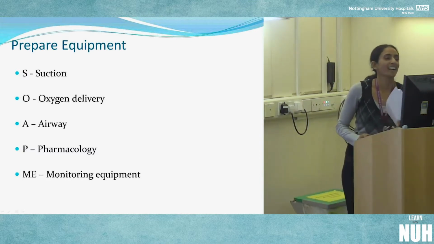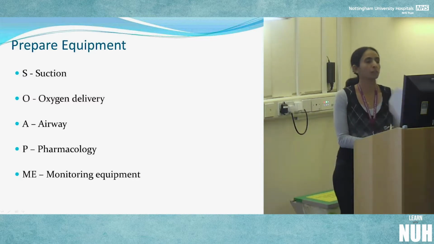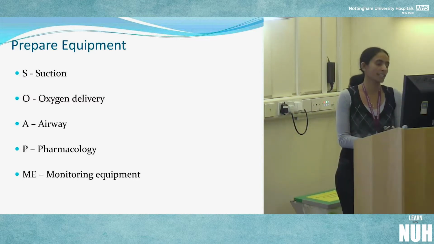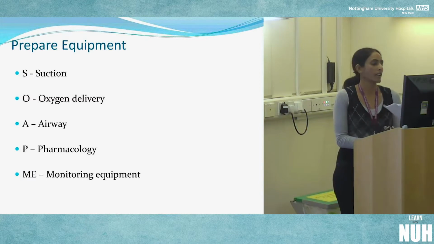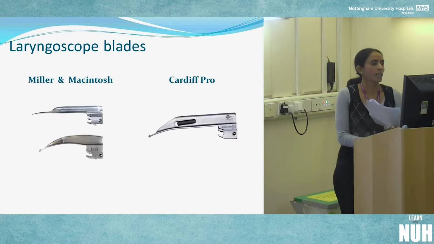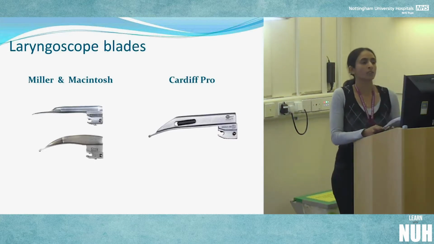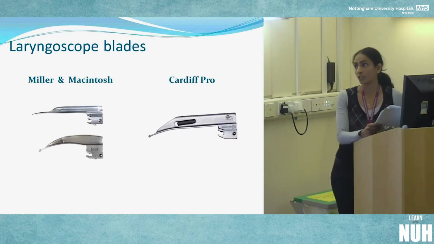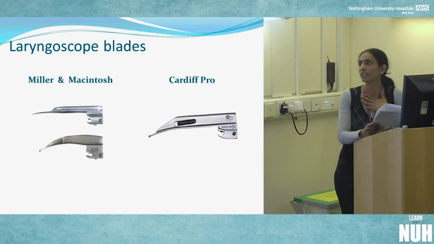Drugs. So apart from the drugs that we talked about earlier, the usual anesthetic drugs like induction agents, relaxants, and the rest, and monitoring. So you often get asked which blade to use. The blades that we have here regularly on our airway trolley are the Miller, the Macintosh and the Cardiff.